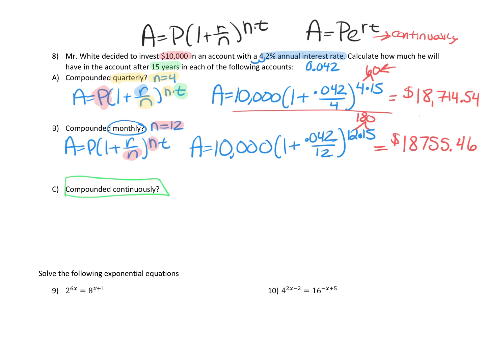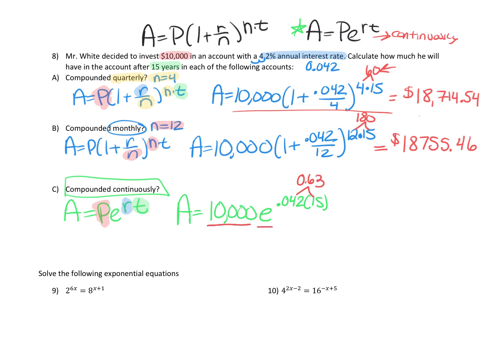Now we're compounded continuously, so that's where we're going to use this other formula, A equals P e to the rt. My principal, again, is the $10,000. My rate is the 0.042, and my time is the 15. The e is a button in your calculator, so you're just going to use that just as we have been. So $10,000 times e to the 0.042 times 15. Again, you want to do this multiplication first, which is 0.63. So when I type in my calculator, I'll do 10,000 times e to the 0.63 power.